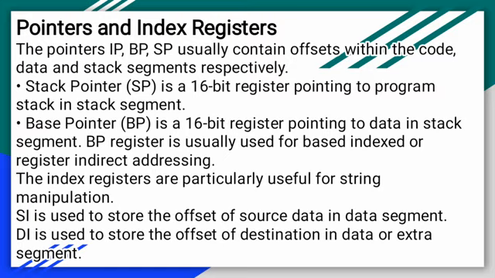Again, the pointers IP, BP, SP usually contain offsets within the code, data and stack segments respectively. Stack pointer is a 16-bit register pointing to program in the stack segment. Base pointer BP is a 16-bit register pointing to data in stack segment.